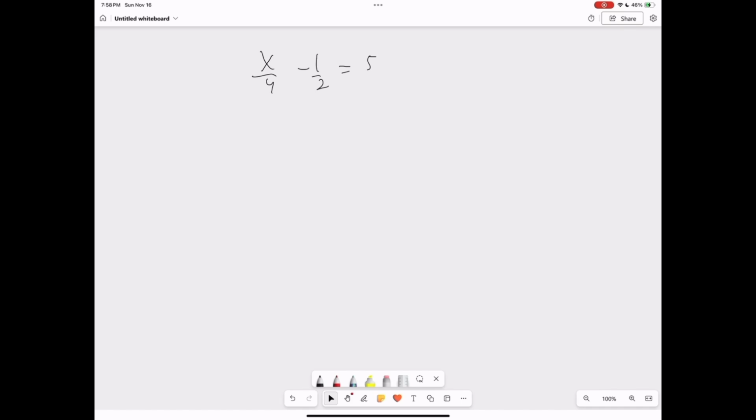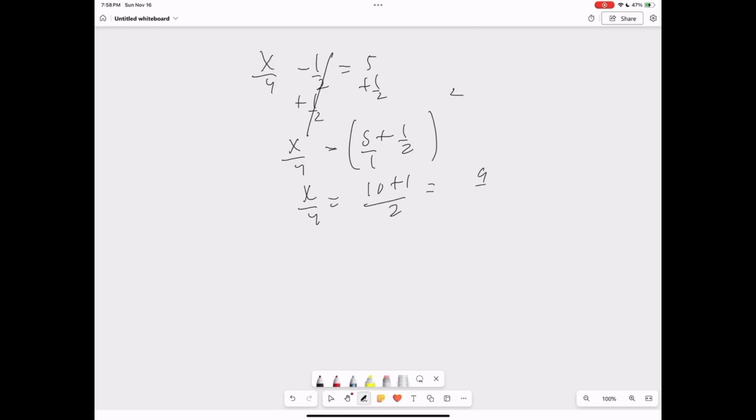So what I could do is I could get the constant on one side. So let me do that. So plus 1/2, plus 1/2. Okay, so x over 4 equals 5 plus 1/2. So I'm going to get a common denominator. So x divided by 4 equals 10 plus 1 all over 2, which is 11 over 2. So x over 4 equals 11 over 2, times 4 on both sides. So we get x equals 44 over 2, which is 22. Sorry.